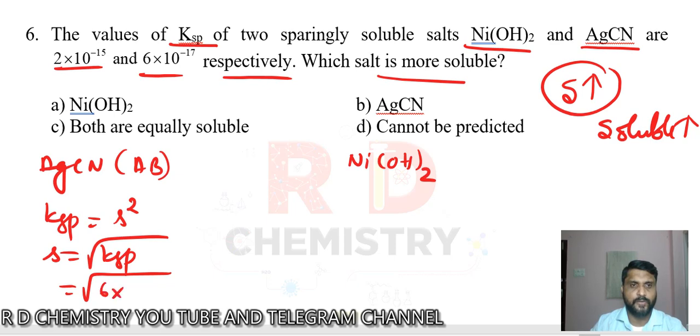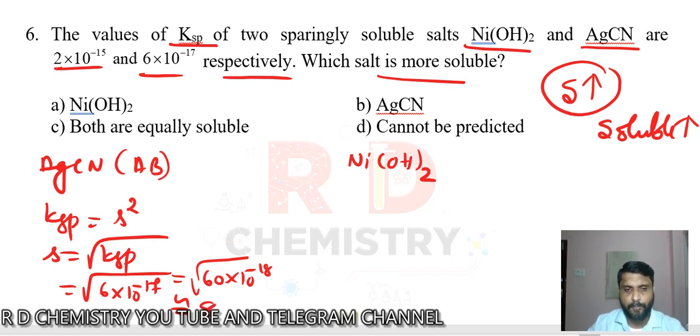So the square root of the second value, 6 into 10 to the power minus 17, or I can make that 60 into 10 to the power minus 18, correct? So 8 eights are 64, so I'll take approximately 7.8 into 10 to the power minus 9, correct? This is the solubility of silver cyanide. So I'll compare with the solubility of nickel hydroxide.